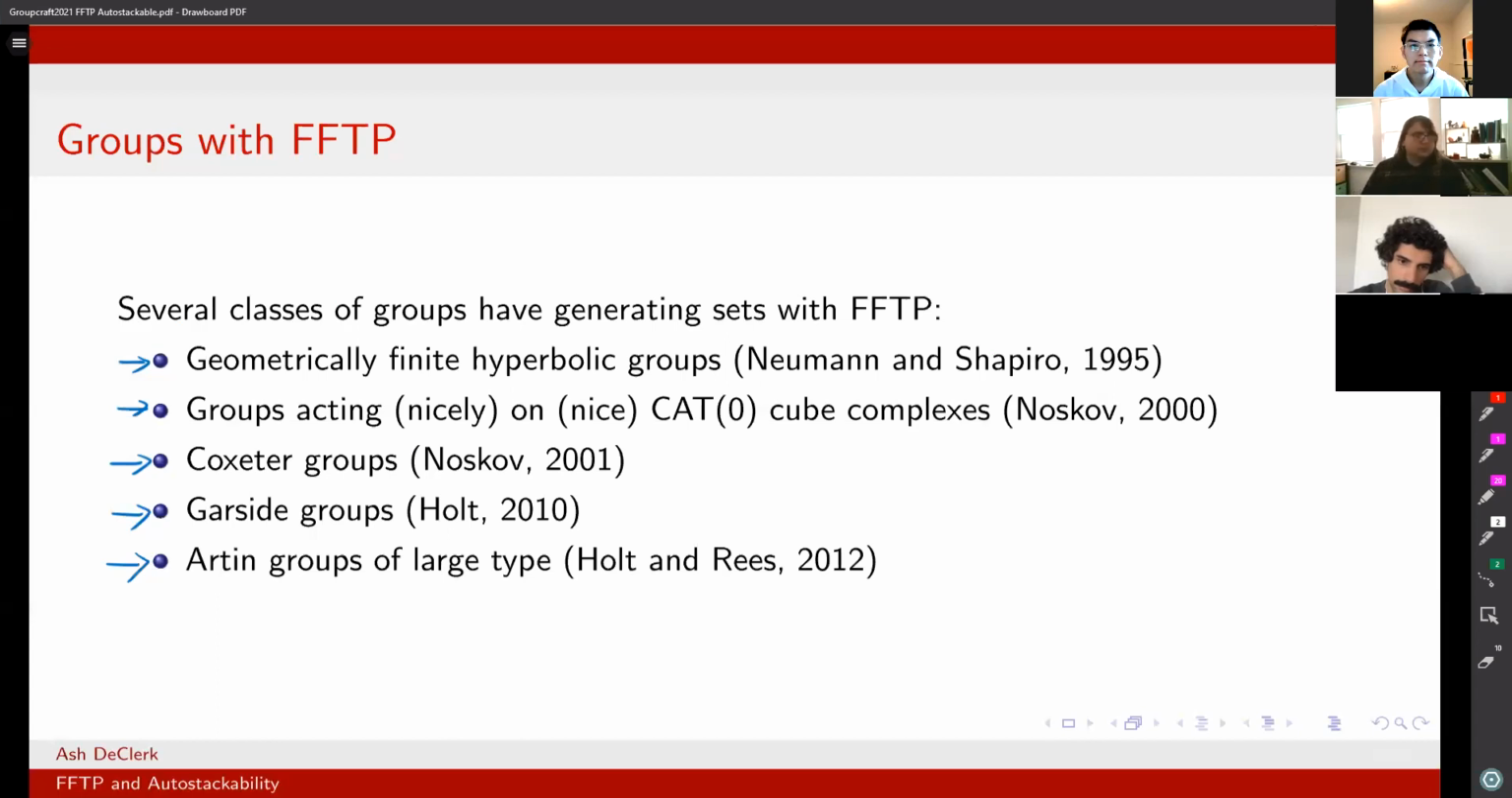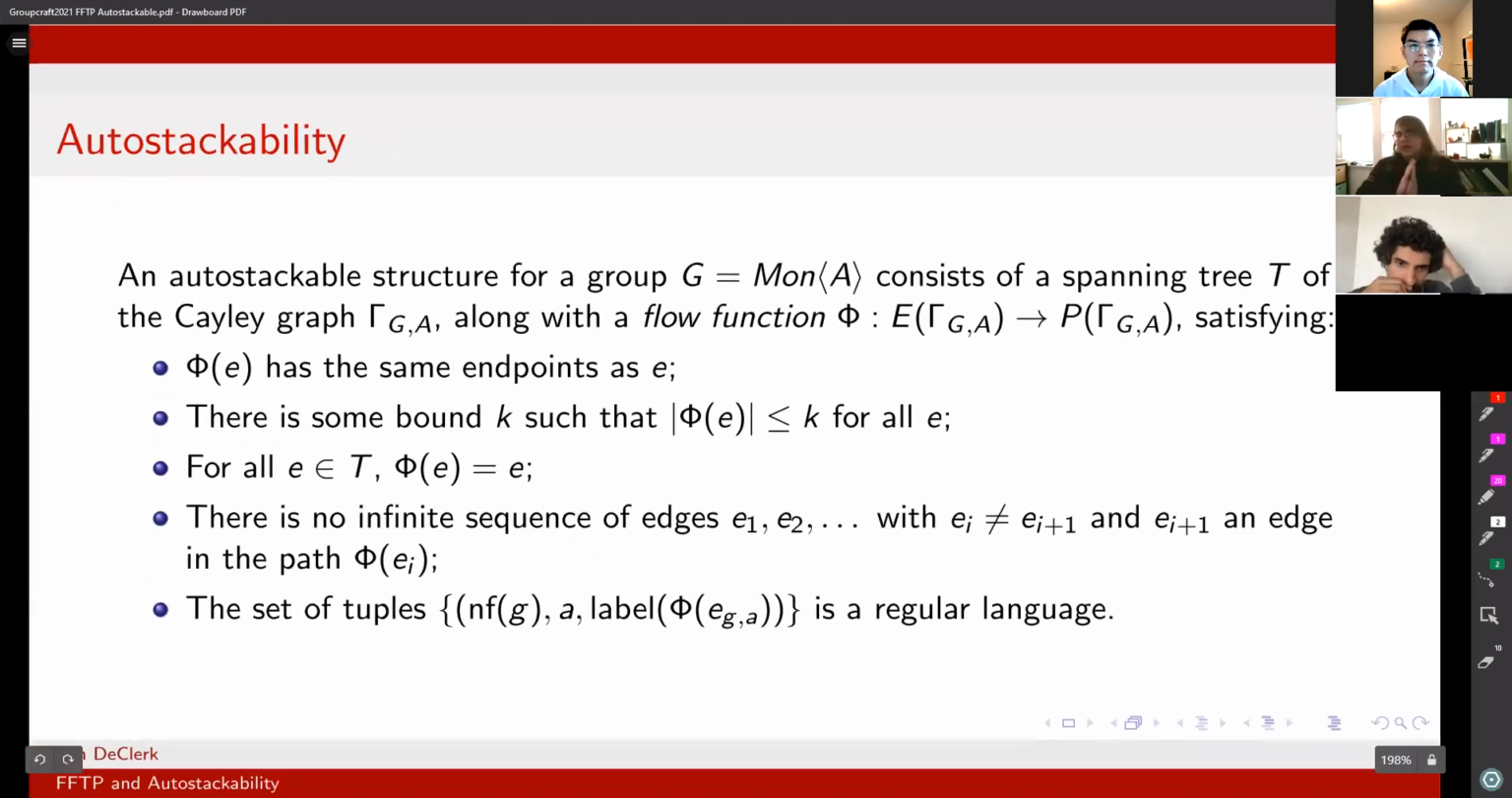All right, so that's one part of the title. The other part of the title is autostackability. So an autostackable structure for a group G with monoid generating set A, we're going to have a spanning tree T of the Cayley graph, along with a flow function phi. So this goes from edges in our Cayley graph to paths in our Cayley graph. And it has to satisfy 5 things.